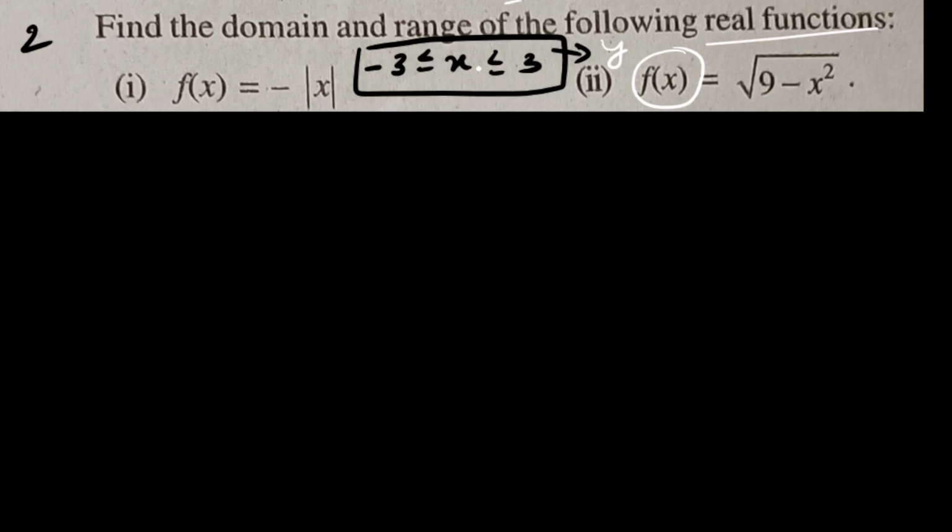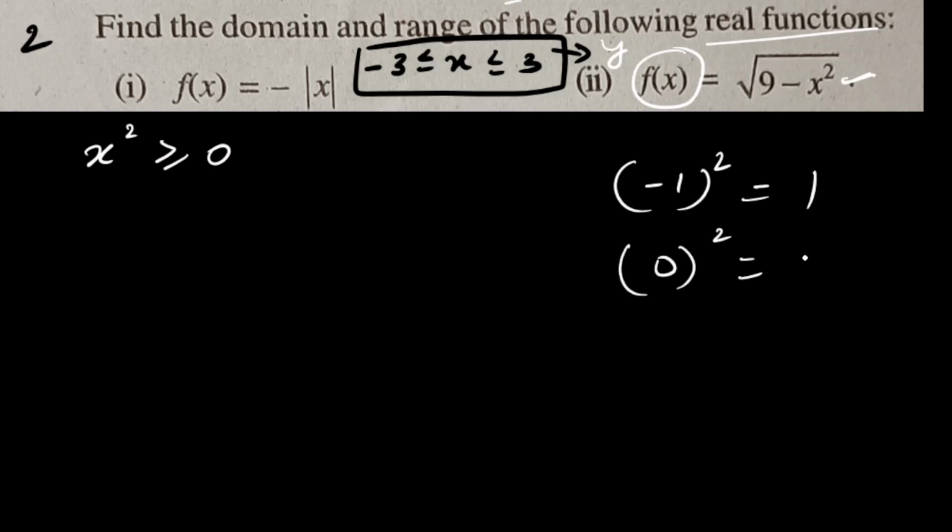Now, whenever we are finding the range, see here x square is there. We know x square is always greater than or equal to 0, because whenever we square a negative number, the result is also positive, and if we square 0, it is 0. So basically x square is always greater than or equal to 0. That's what I have written: x square is greater than or equal to 0.